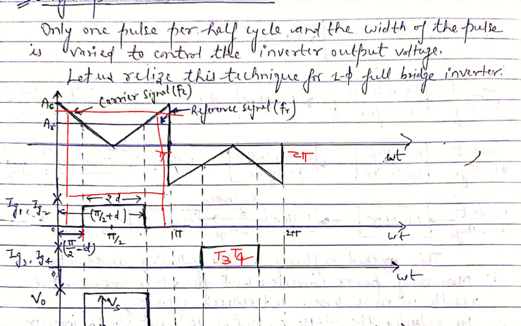So this is the pulse width. By changing the reference waveform magnitude, we can control the width of the pulse.